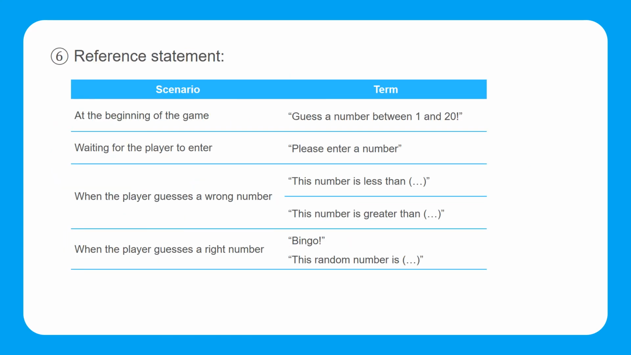These reference statements may assist in the programming of the game. These statements are: at the beginning of the game, guess a number between 1 and 20. Waiting for the player to enter, please enter a number. When the player guesses a wrong number, this number is less than or this number is greater than. When the player guesses the right number, bingo, this random number is.